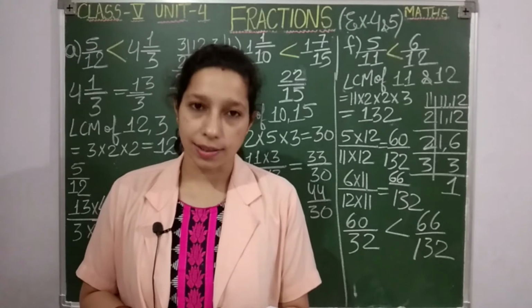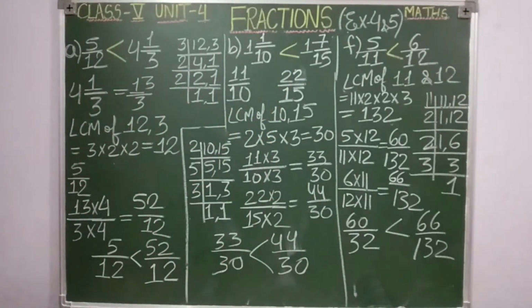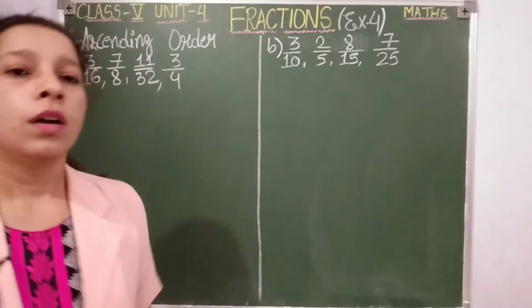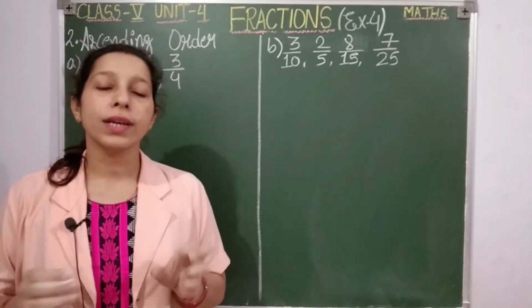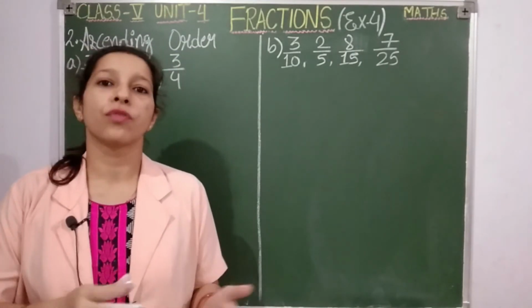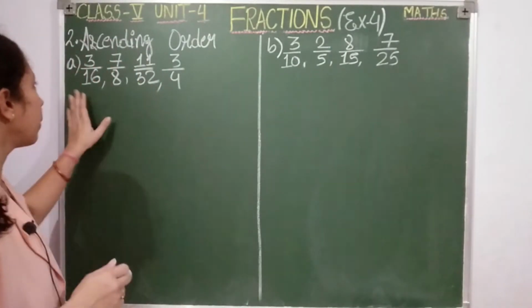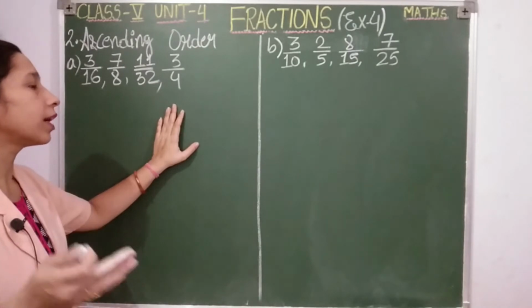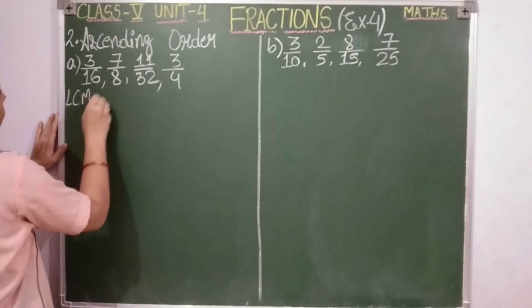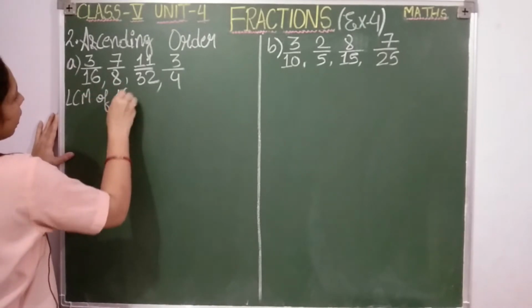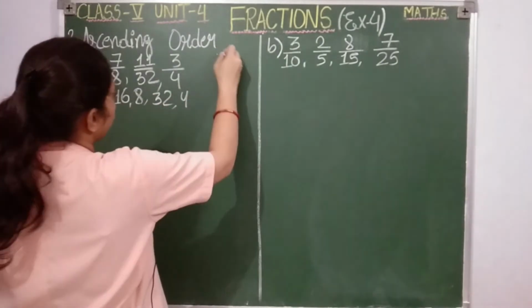Arrange the fractions in ascending order. First note it down. So students, question number 2 in your textbook, arrange the following in ascending order. Here you can see all the fractions are unlike fractions. If you want to arrange it in ascending or descending order, first step is to take the LCM and make their denominators common so that we can convert it into like fractions. So here my first step will be LCM of 16, 8, 32 and 4. Let us calculate their LCM.